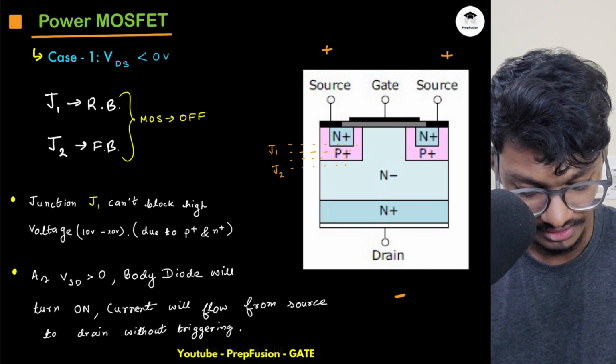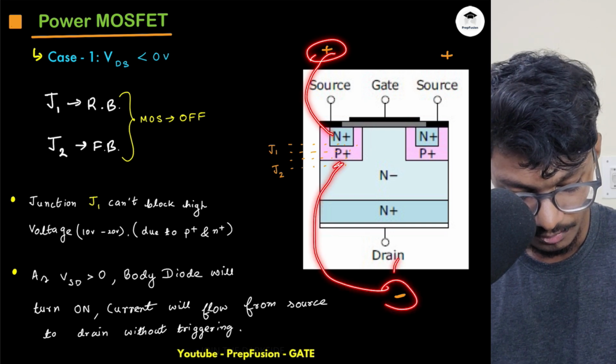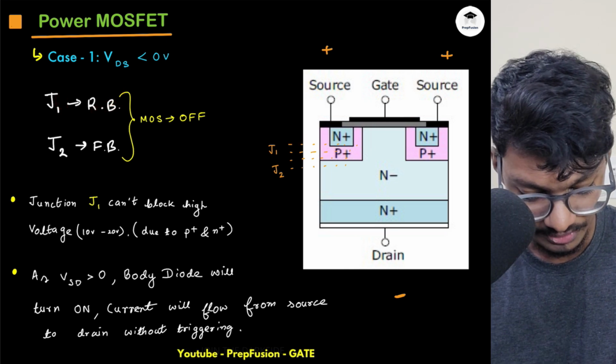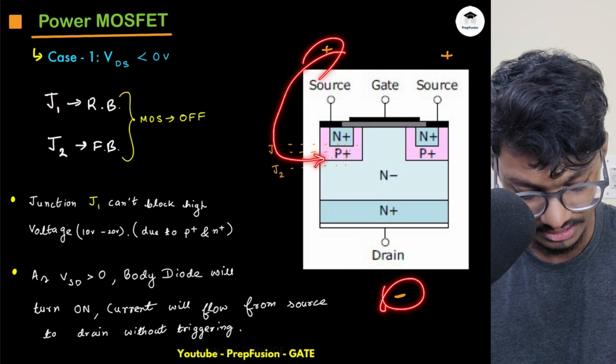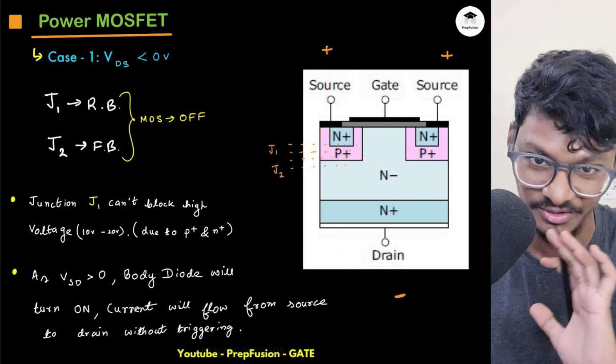So if the source is positive, again plus is connected with N plus and minus is connected with P plus, so obviously this J1 junction will be reverse biased. But if this plus is connected with P plus and this minus is connected with N minus, this will be forward biased. This is just a way to intuitively understand this.